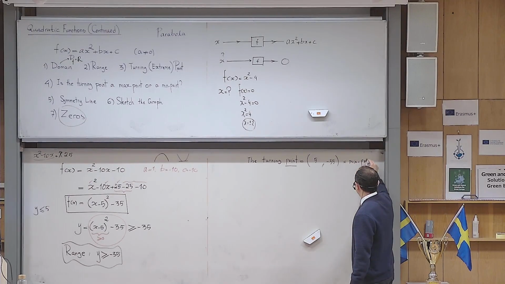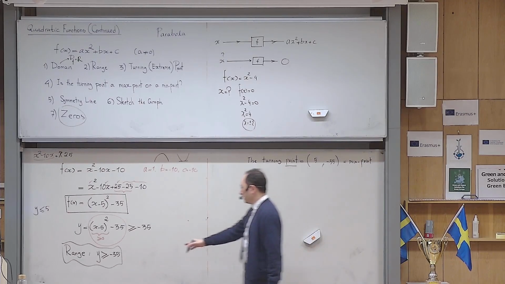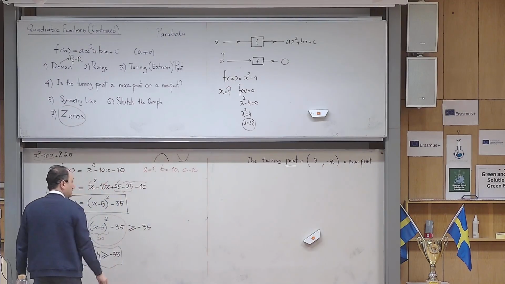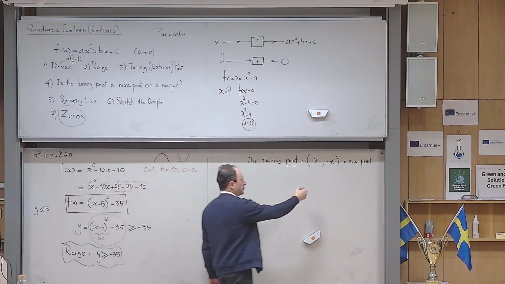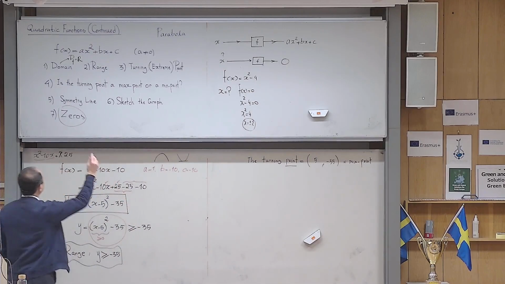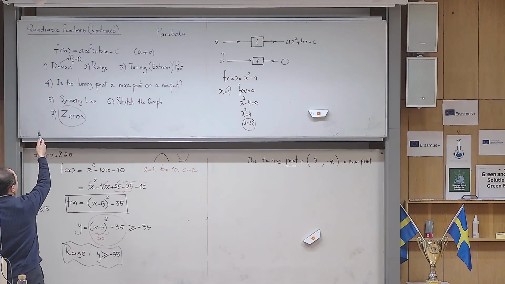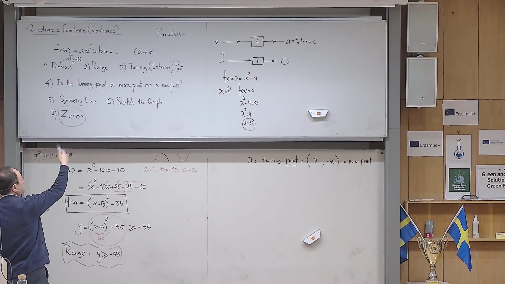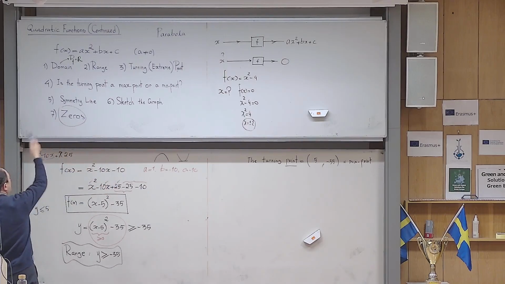Yes, because we learned that minus 35 is the minimum possible value. So this point is not a max point, it is a min point. Yes? So you see, we learned how to answer this. We also answered number 4: is the turning point the max point or min point? We answered that. What is the symmetry line?